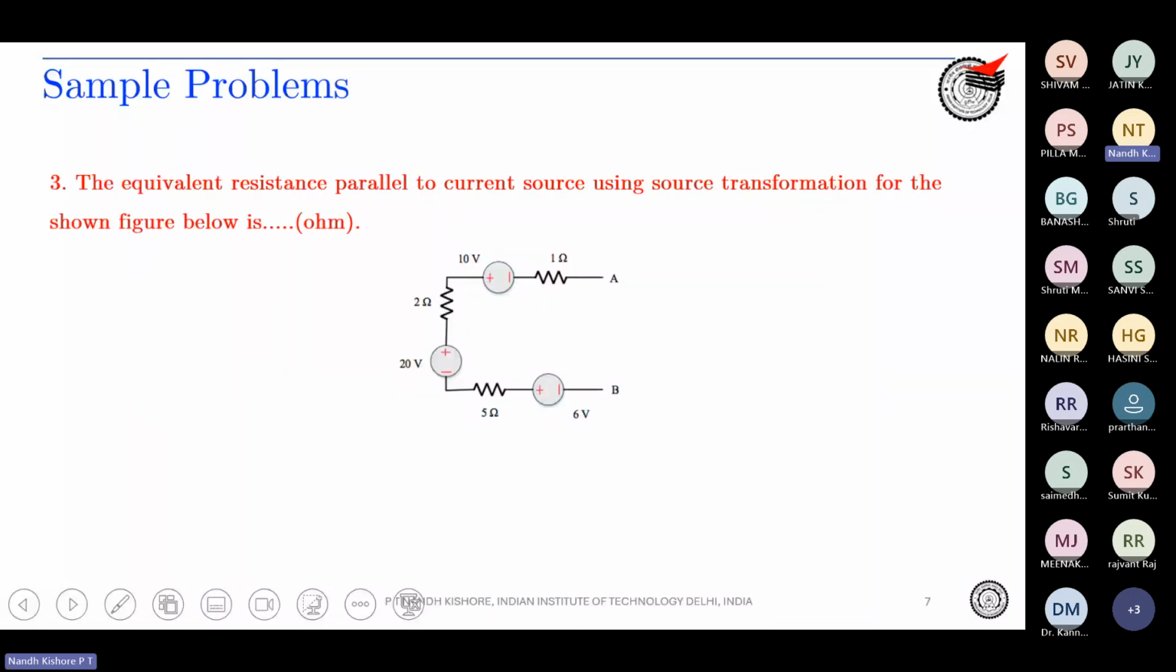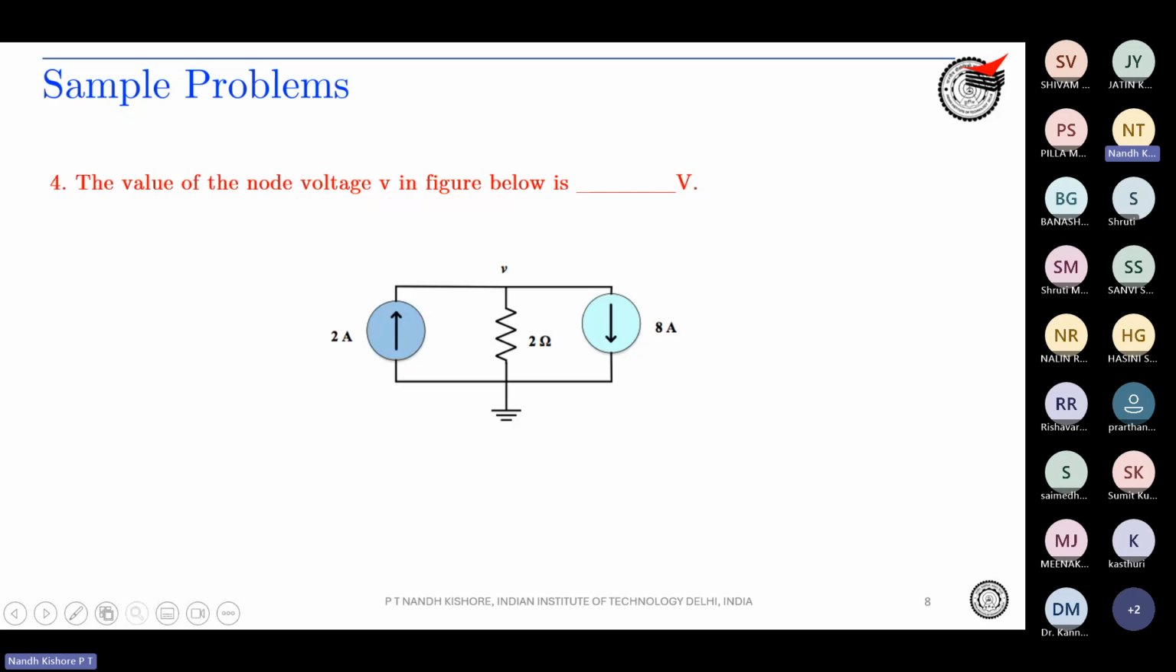The equivalent resistance parallel to the current source using source transformation. So what is the answer for this question? Can you tell? This is again a straightforward question, the same question only. Can you tell what the answer is? 8 ohm. Yeah, so this is 8 ohms. I think we need not spend any time on this. The next question is again a simple question.